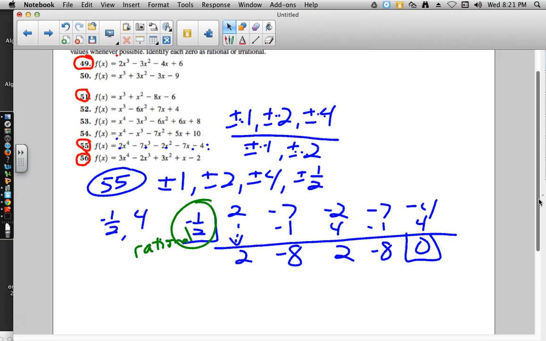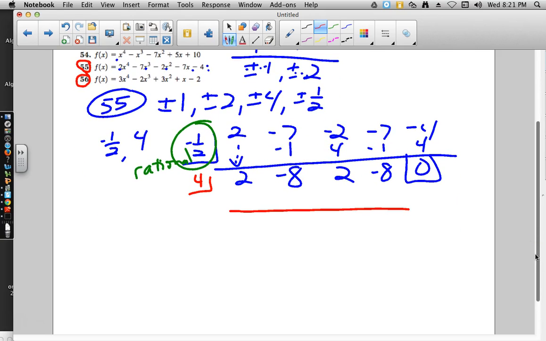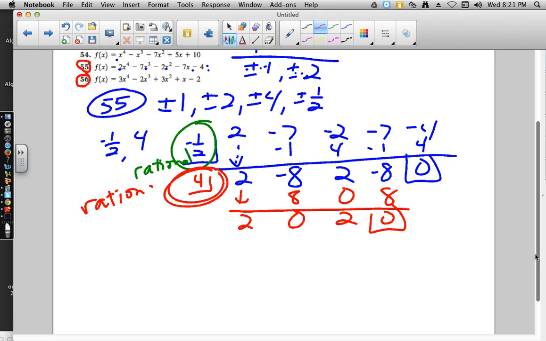Now, because that worked, I do not have to start over testing the 4. If it doesn't work, yeah, then I have to go back and start at the beginning again. But it did work, so I'm going to continue on with these numbers. Bring down that leading coefficient of 2. Multiply outside the box, add inside the box, and just keep up that pattern. And yes, we see that 4 is also a rational zero. So now our job is to figure out what are those last 2 zeros.